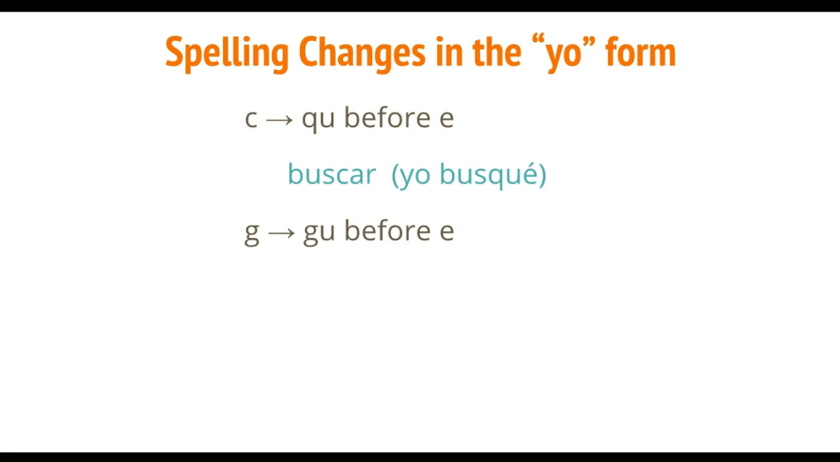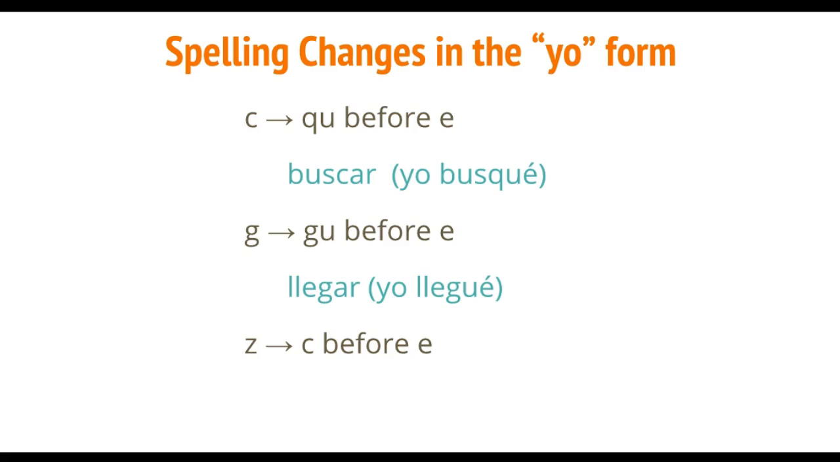You're also going to change a G to a GU before an E, and that's for the same reason. So it maintains the hard G sound instead of the soft G sound. An example would be in the verb llegar. To say I arrived, you would say yo llegué. If you didn't put that U in there with the G, then it would become yo llegué, which is not at all the word you're wanting to say.